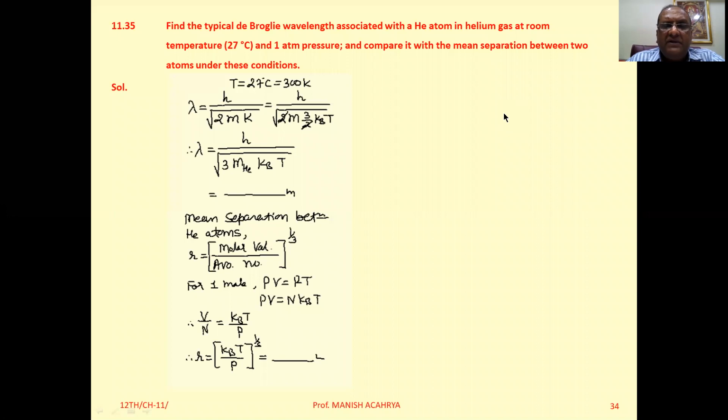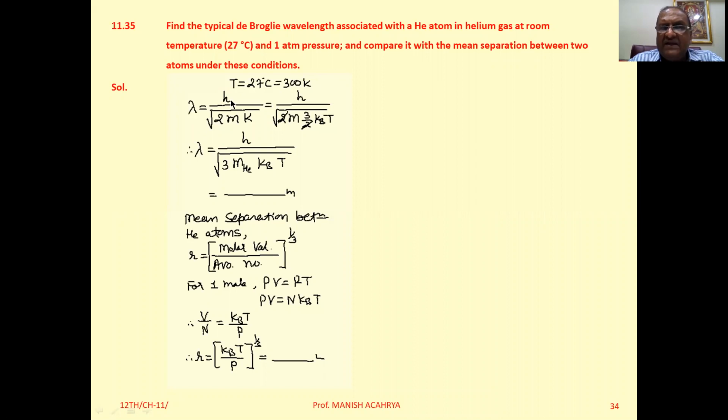11.35. Find the typical de Broglie wavelength associated with a He atom in helium gas at room temperature 27 degrees Celsius and 1 atmospheric pressure, and compare it with the mean separation between two atoms under this condition. Now temperature, that is 27 degrees Celsius, that is 300 Kelvin.